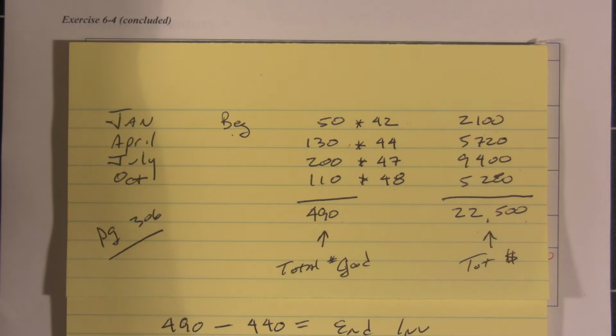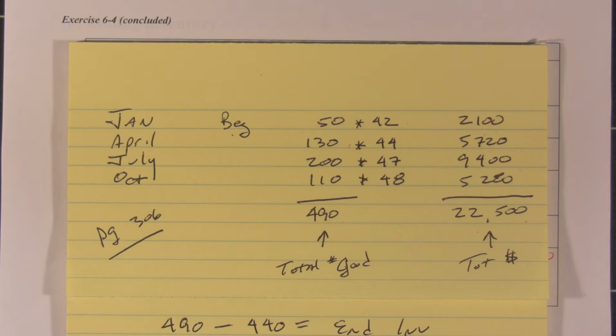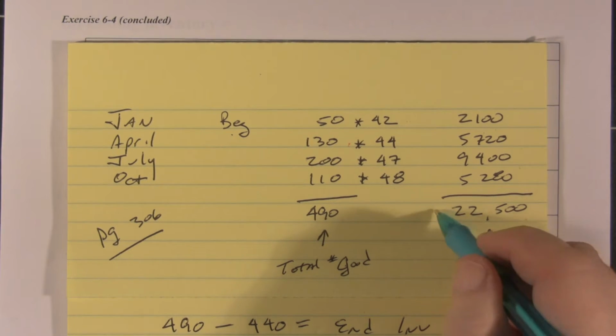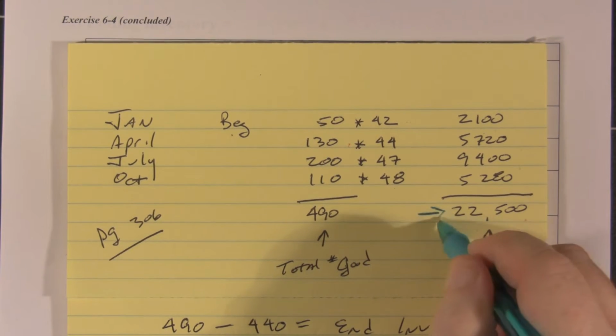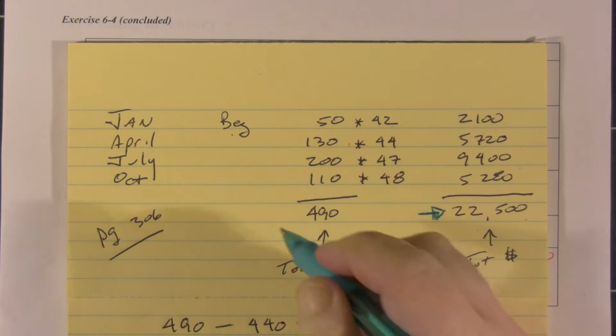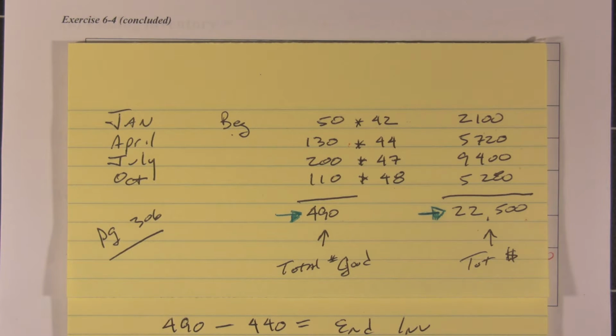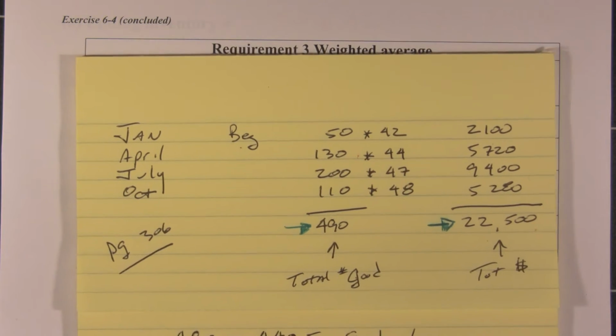Exercise 6.4 Part 3 asks us to do what I think is the most commonsensical inventory method, but what seems to throw students off the most. It's really common for students to have trouble with this one. It's called the weighted average. And all you're doing is taking the total dollars that you spent and dividing it by the total number of units that you had. That's it. And then you assign that same price to each and every unit.